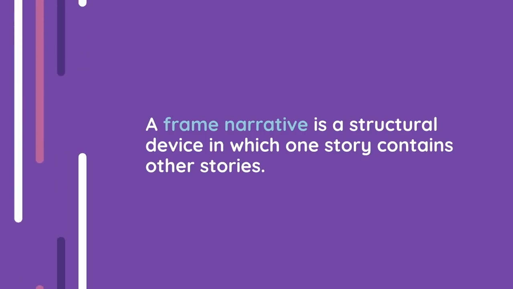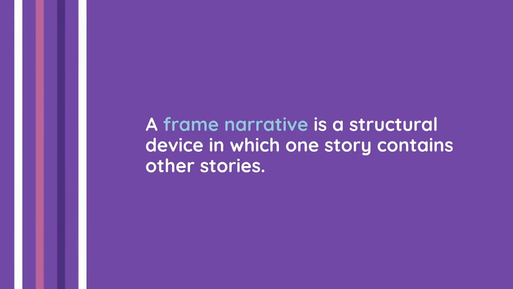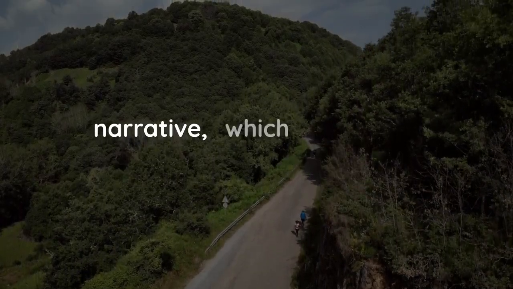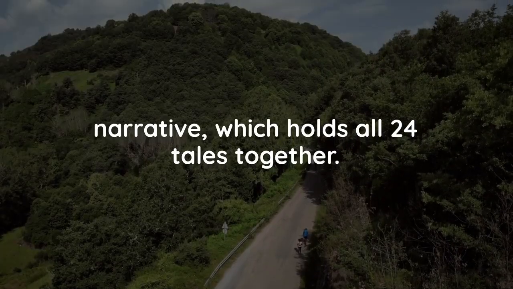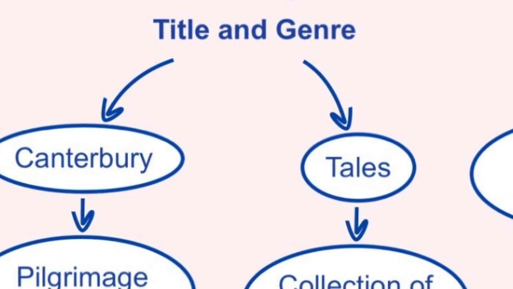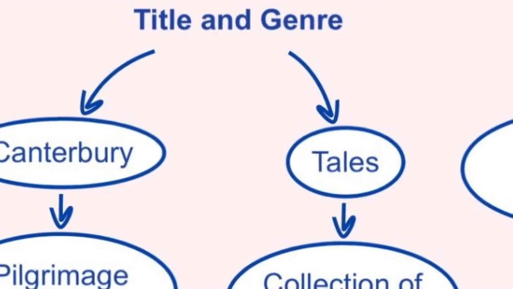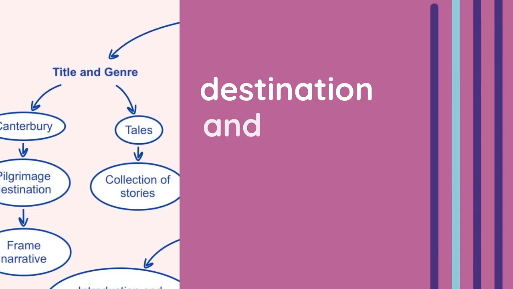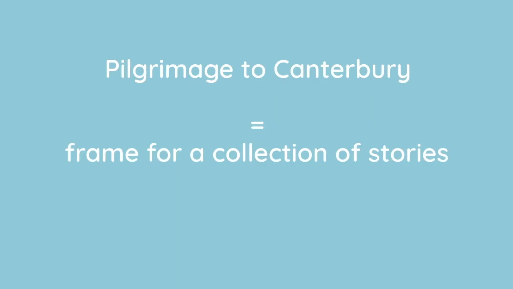A frame narrative is a structural device in which one story contains other stories. In the Canterbury Tales, the pilgrimage is the frame narrative, which holds all 24 tales together. If we sum up all the elements in the map for the title and genre, we can say the title of the work is both a geographical destination and a structural promise. It tells us that the journey to Canterbury is the frame for a collection of stories told in a competition.